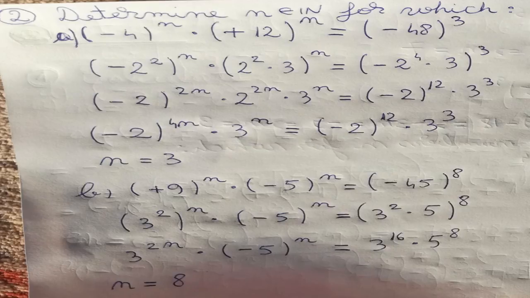We can eliminate the minus sign here because -45 is raised to a power which is an even number. So 3^(2n) times (-5)^n equals 3^16 times 5^8. So n is equal to 8.